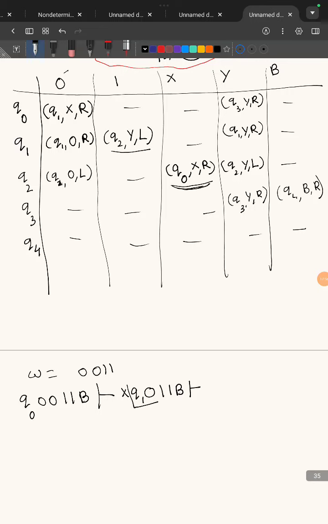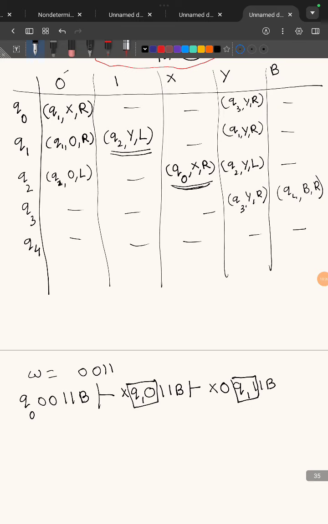Q1 0. Q1 0, what we will do? We will not do anything. We will just move towards the right side. So it will become X0. We are moving the pointer to the right side. So it will be 1 1 B. Now what we are checking? It is Q1 1, right? Q1 1 means what we have to do? We have to convert the 1 to Y, right? That is what we are doing, and we are moving the pointer towards the left hand side direction.